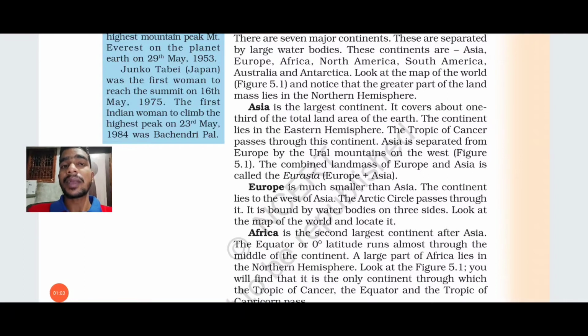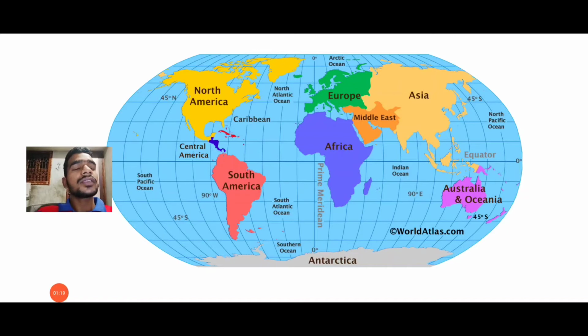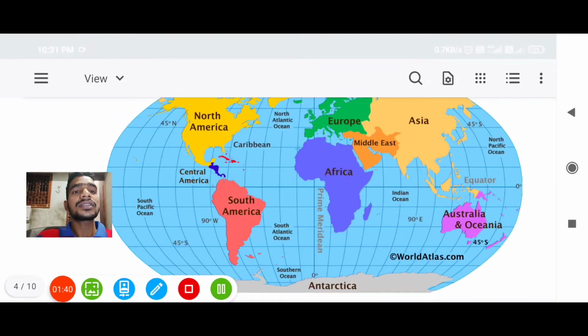Asia is separated from Europe by the Ural Mountains on the west. The combined land mass of Europe and Asia is called Eurasia. It means Europe plus Asia. With this figure you can see that this is Asia, and the Tropic of Cancer passes through Asia. Asia and Europe share a boundary along the Ural Mountains, and together they are known as Eurasia.